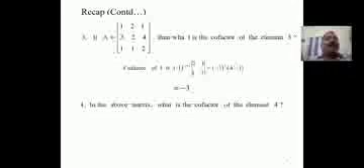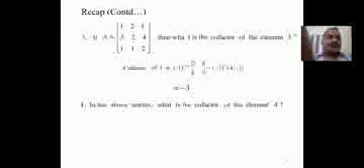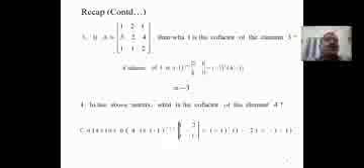In this same matrix, what is the cofactor of the element 4? Here 4's location is second row, third column. So the cofactor of 4 is (-1)^(2+3) into the determinant of, after deleting the second row and third column, 1 2 1 1. Now AD minus BC: AD is 1 into 1, BC is 2 into 1. So (-1)^5 into (1 minus 2), that is minus of minus 1, which equals 1.